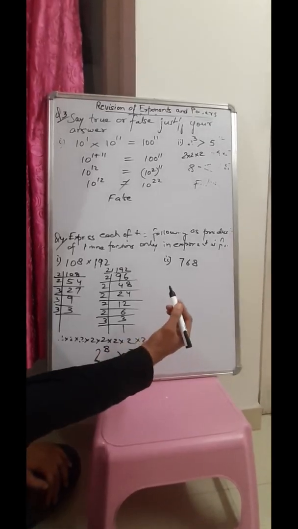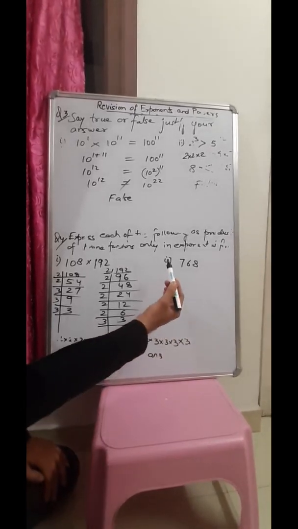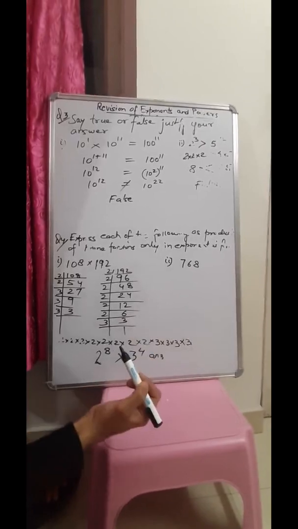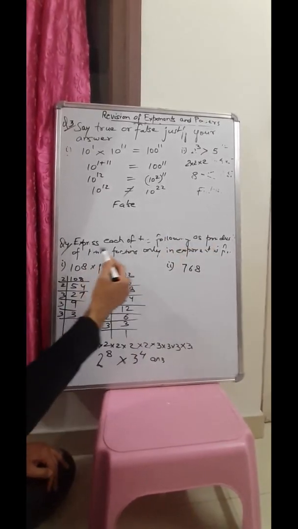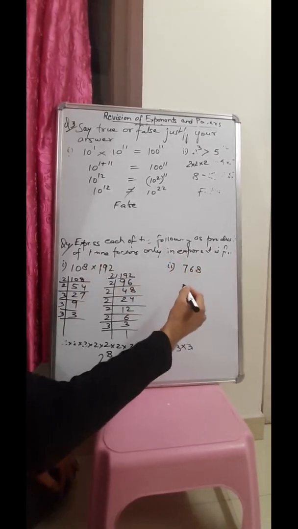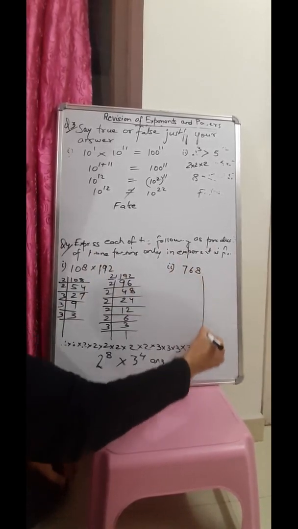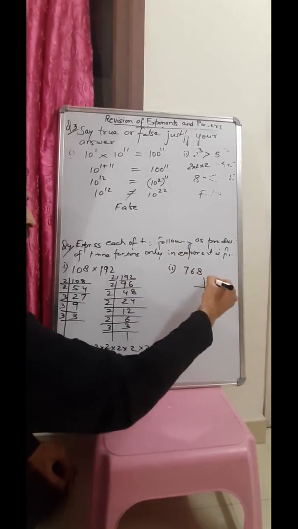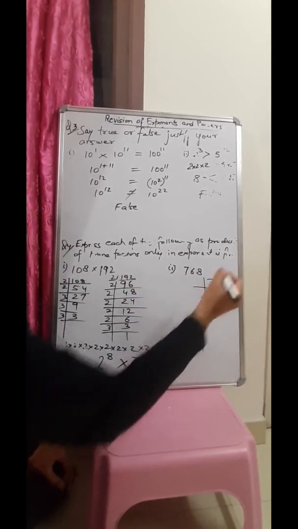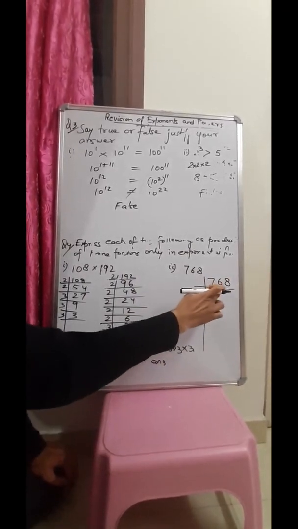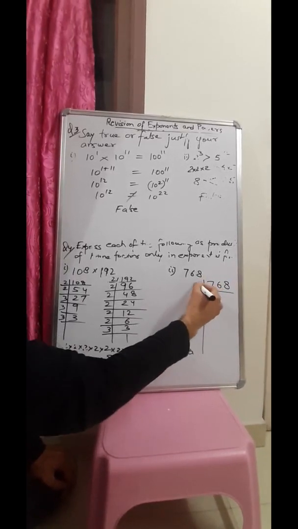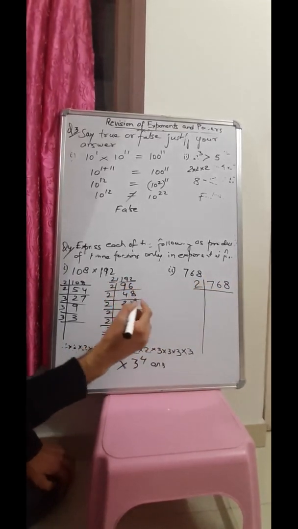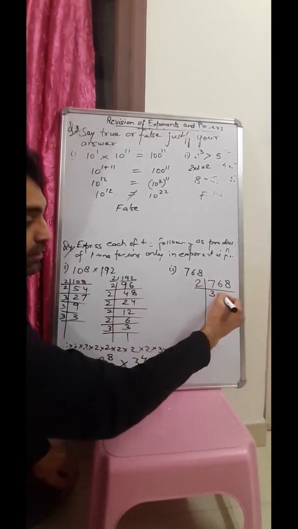So now students, the second part is 768. Again we have to write it as a product of prime factors using exponential form. So here first I am going to take the LCM of 768. 768 is an even number because the last digit is 8. So that means this number will be divisible by 2. When you divide this by 2, you will get 384.